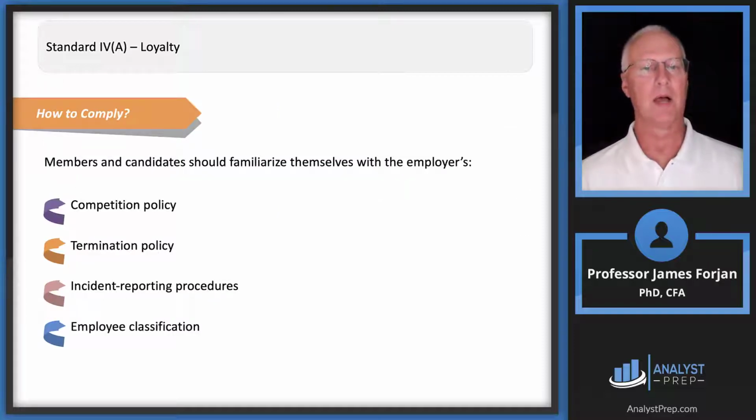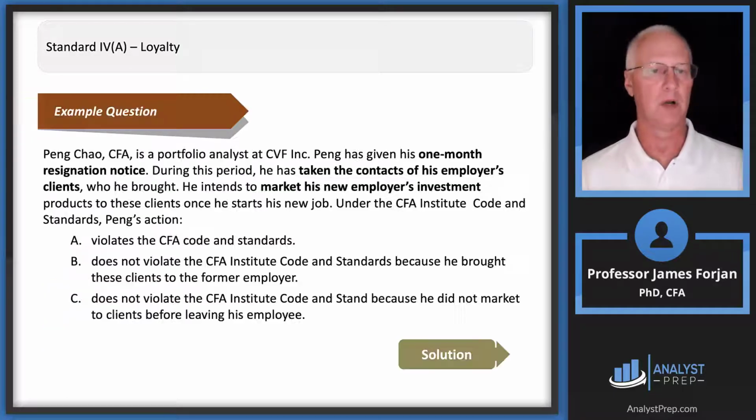Now, how do we comply with this standard here? When we go to work for an employer, we need to know their policy on competition, on termination, how to report incidences, and what kind of classes there are between and among different kinds of employees. Let's go ahead and sum up this standard on loyalty.